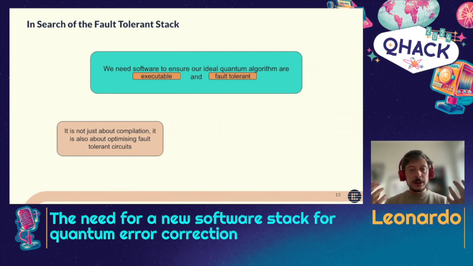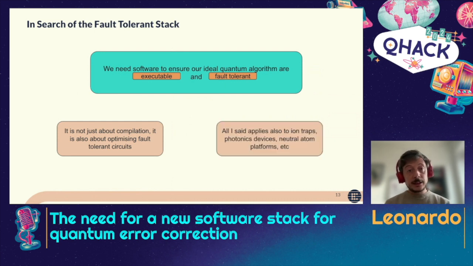It's not just about that. It's really about optimizing fault-tolerant circuits. It's not sometimes just enough to come up with a naive fault-tolerant circuit. Sometimes you need to make that work and work nicely. And that's not going to be a trivial task. A lot of software is going to be needed to make that possible. And what I said also applies to all quantum computing platforms. It applies to ion traps, photonics devices, neutral atoms platforms, and you name it. It's not just a feature of superconducting qubits. I just used that as an example.